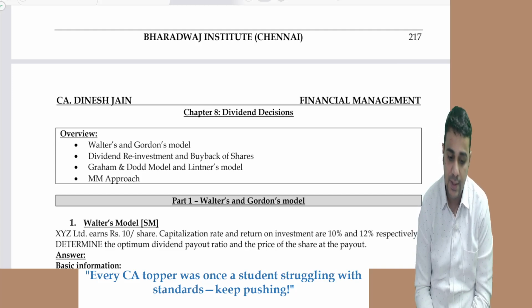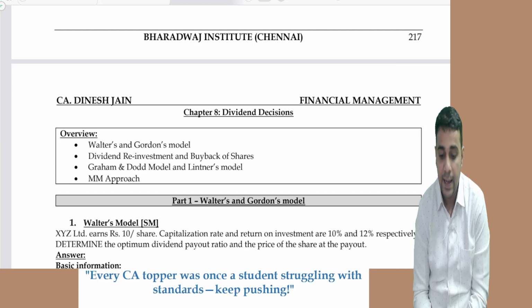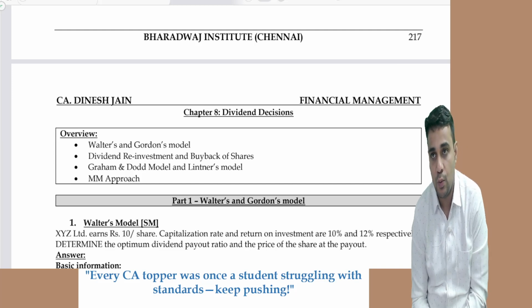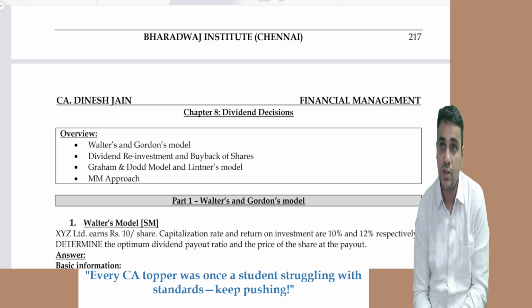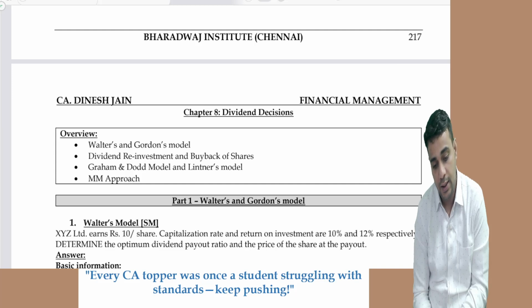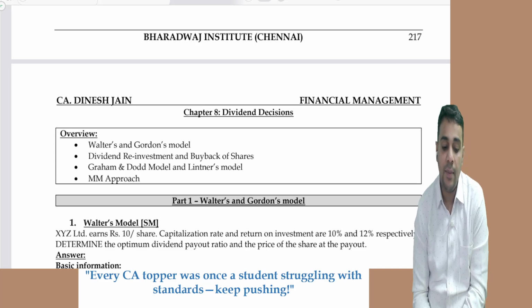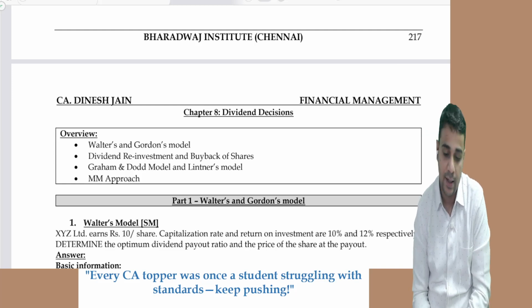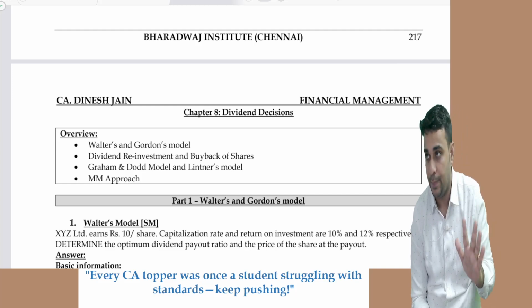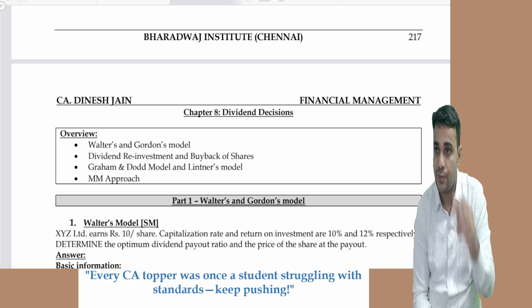XYZ Limited earns 10 per share, meaning earnings per share is 10 rupees. Capitalization rate, sorry, cost of equity. Return on investment is R. R and K are given: K is 10, R is 12. Determine the optimum dividend payout ratio and the price of share at that payout. Okay, I have to explain optimum dividend payout ratio first.